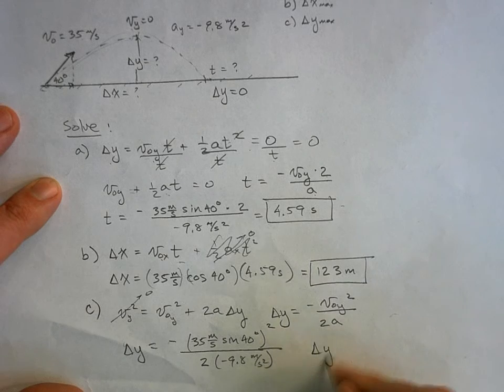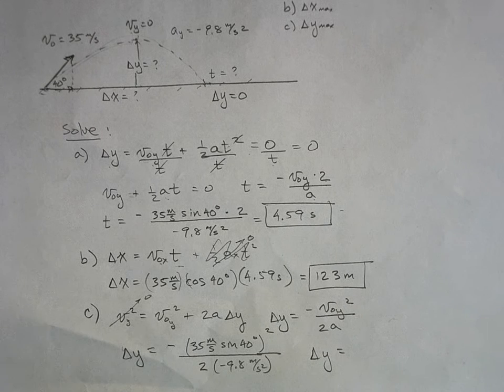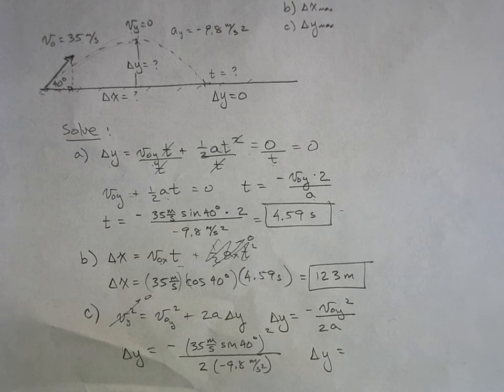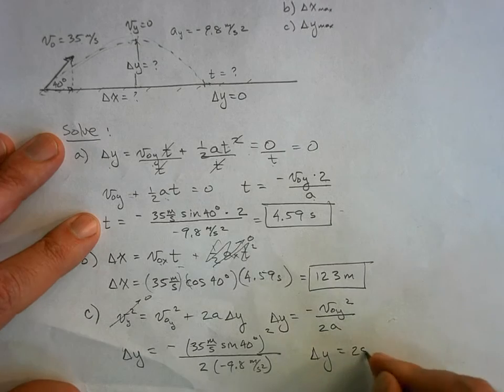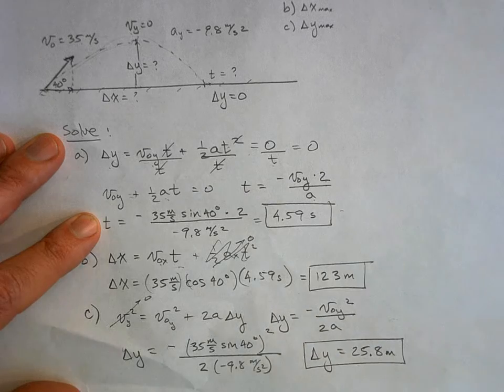And when I do the arithmetic, let's see, follow along with me. I'm going to go 35 times 40 sine equals, and then I'm going to square that. I get 506, and then I'm going to divide that by 2, and then I'm going to divide that by 9.8, and I get 25.82 or 25.8 meters. And that's my answer for C.